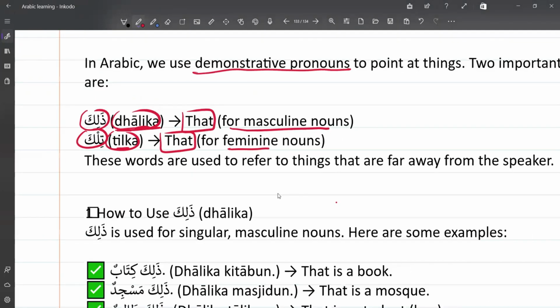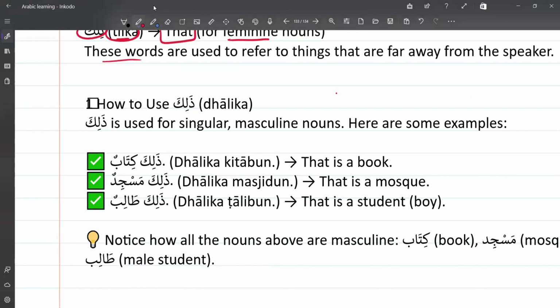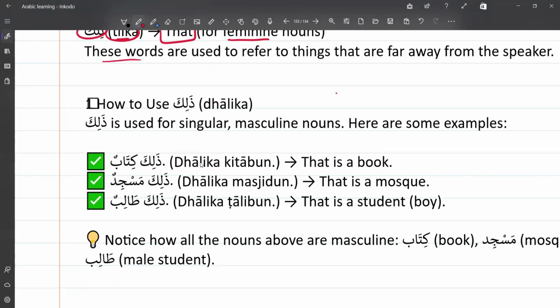So again, these words are used to refer to things that are far away from the speaker, right? So we will use these words when something is far away from us to point to that thing. Okay, so let's start with the word zalika. Zalika is used for masculine nouns, right? So we will say zalika kitabun.